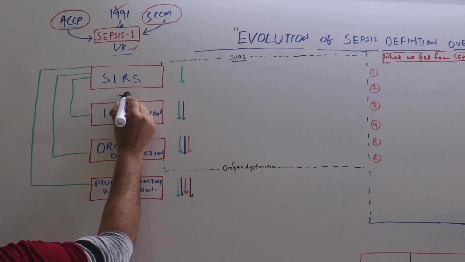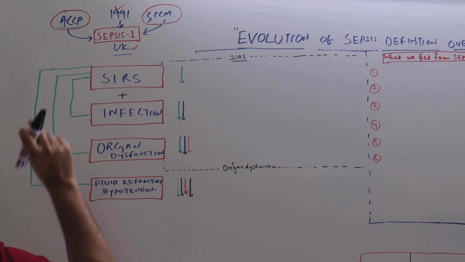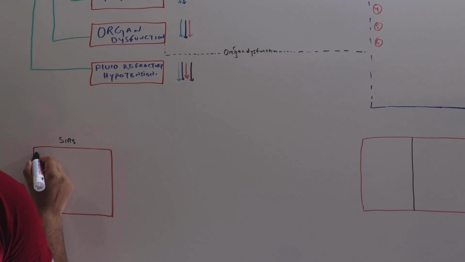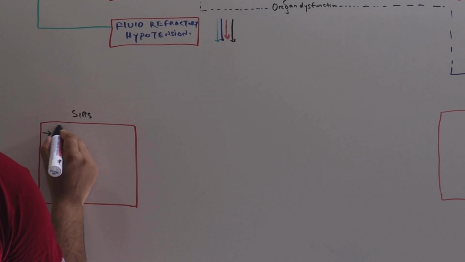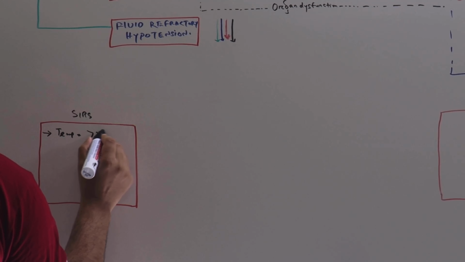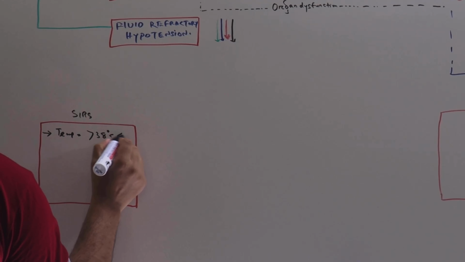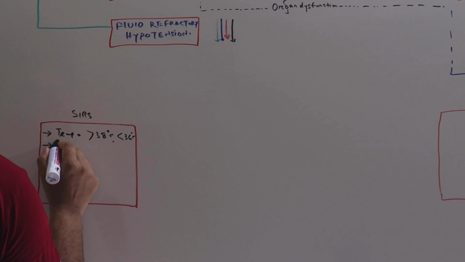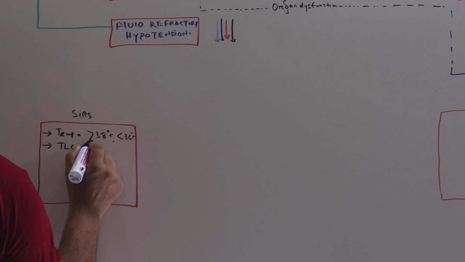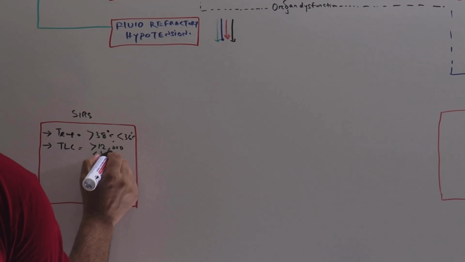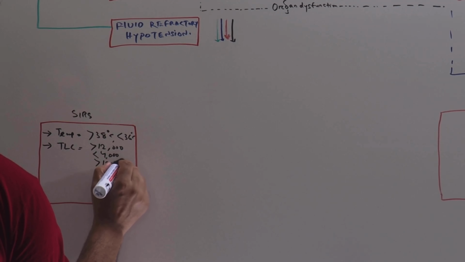SIRS plus infection. SIRS is what? Systemic inflammatory response syndrome, right? It has four criteria. Number one is temperature in centigrade. It can be more than 38 degrees centigrade or less than 36 degrees centigrade. Second is TLC or WBC count, which can be more than 12,000 or less than 4,000, or more than 10% band cells.